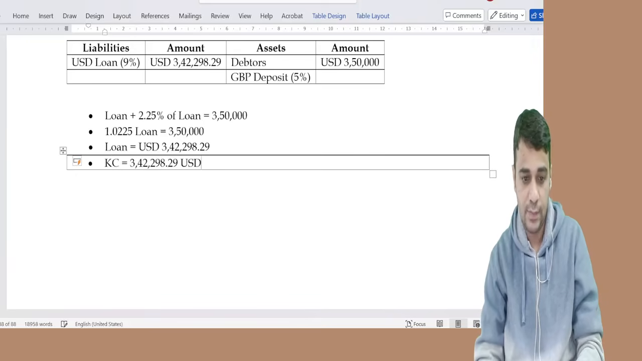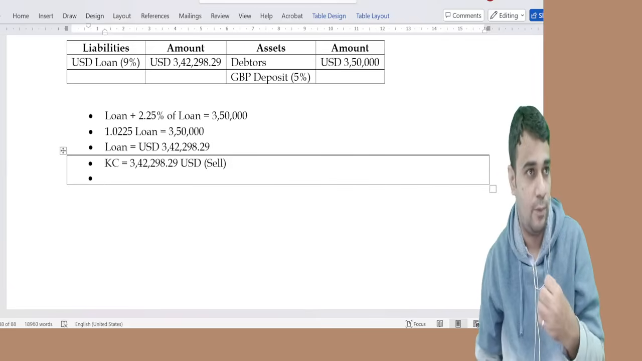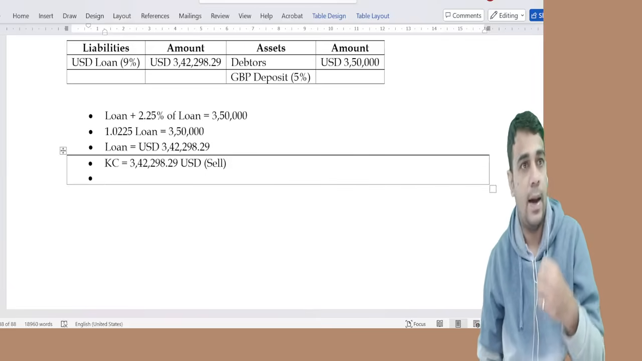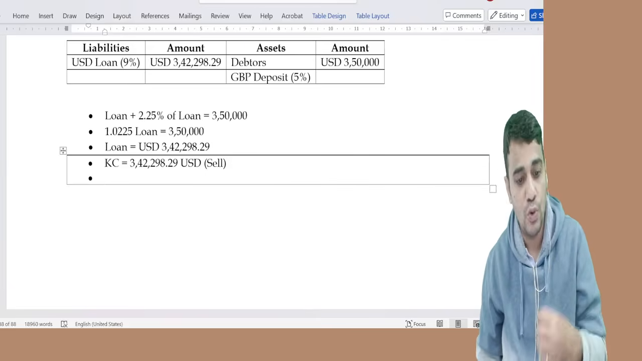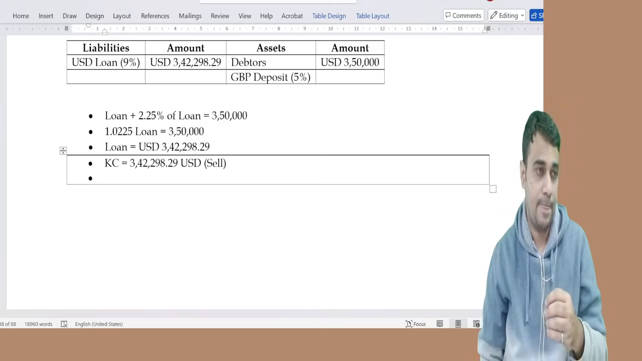342,298.29 dollars. I will be selling this. Why selling? Because I have taken a loan and I have this with me now. I will sell this. 342,298.29 dollars. I am going to sell this.